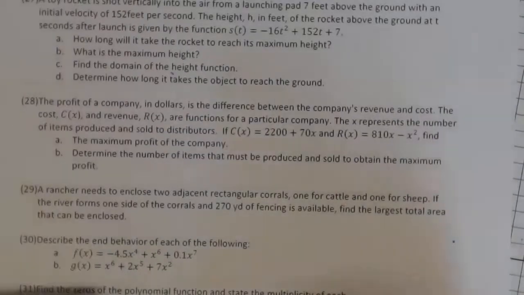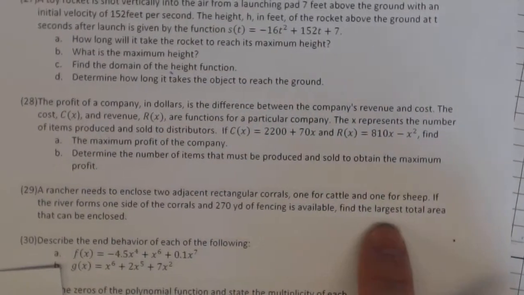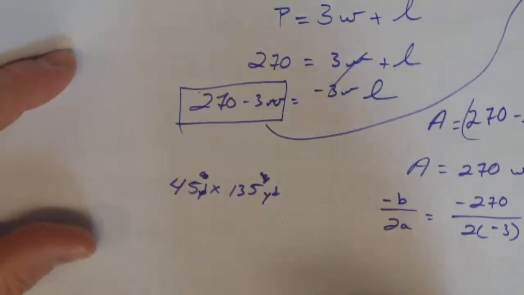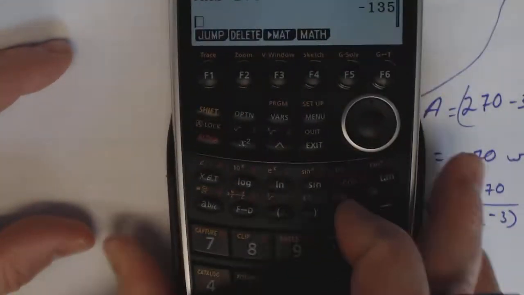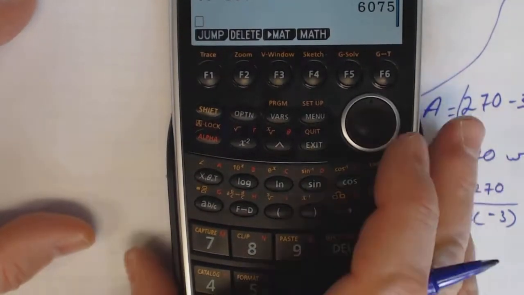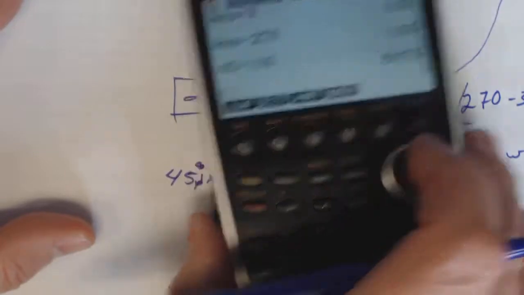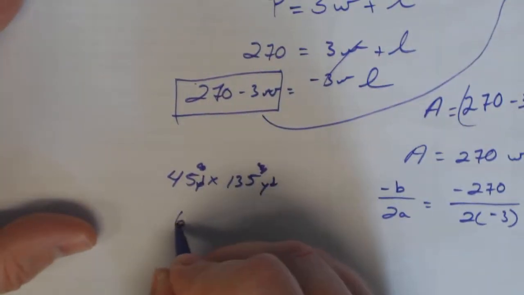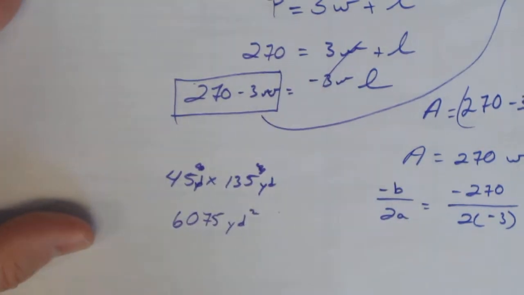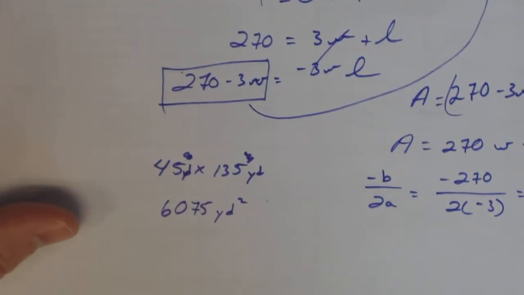So the question asks, what's the largest total area? Let's multiply this area out. 45 times 135 is 6,075 square yards.